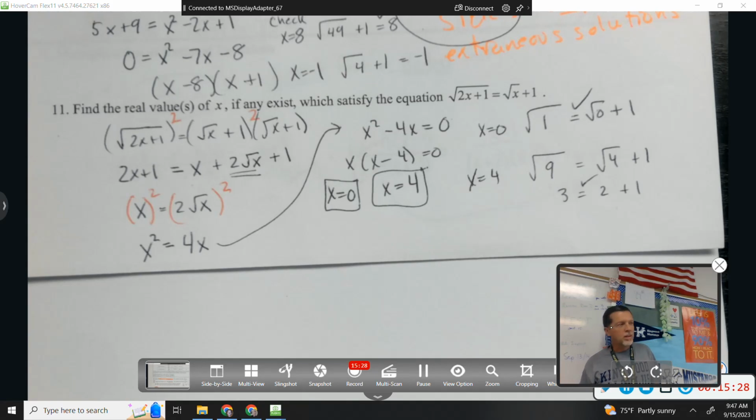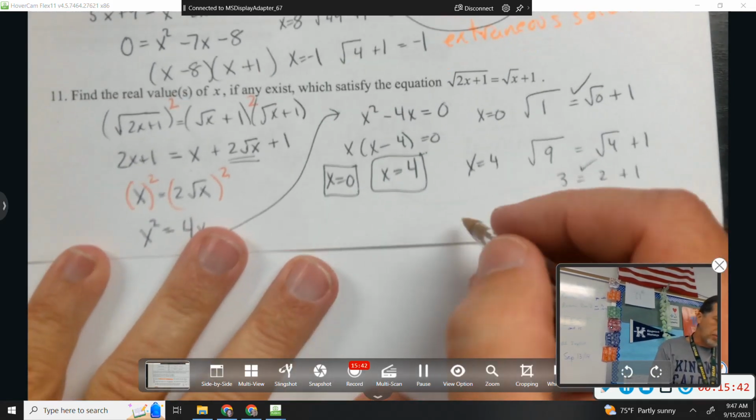Sometimes they both work. Sometimes one of each. Sometimes neither. So it just depends on the problem. You always have to check both answers. If you got 2 answers or 3, however many you get, you've got to check them all to make sure. So if you square both sides, check your answers.